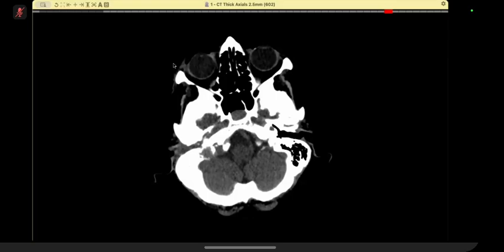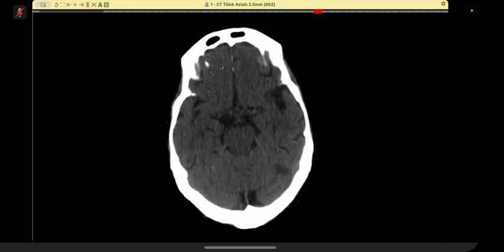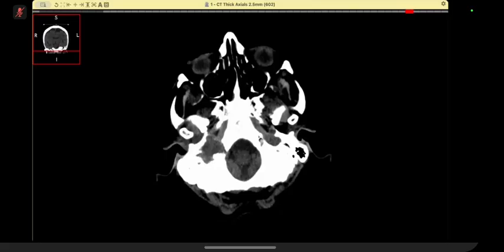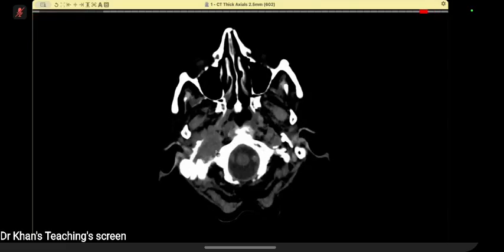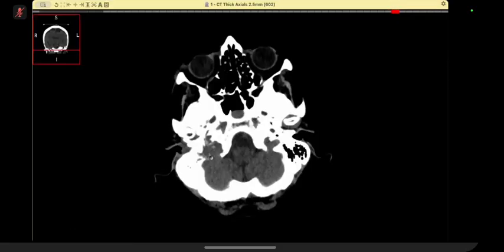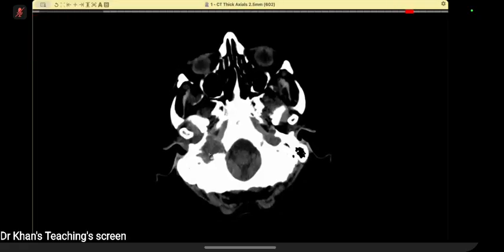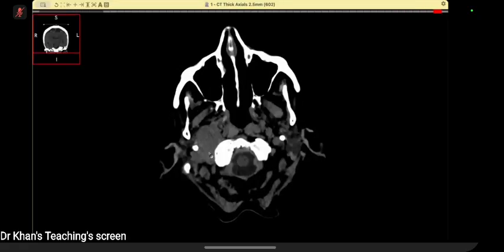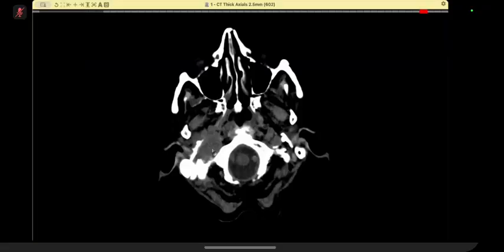Yes, I'm presented with CT scan axial sections. Here I can see soft tissue opacification. Can you ask for the mouse? Just go to the base of the skull, temporal bone, and see. Yes, there is a soft tissue mass-like opacification seen in the region of the jugular foramen, also extending into the region of the middle ear cavity.